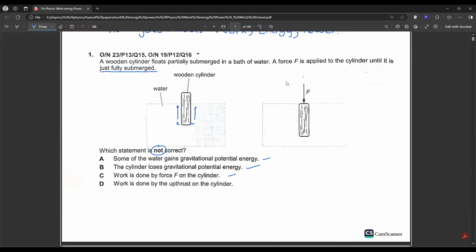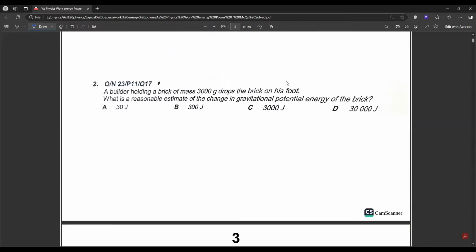Option D, work is done by upthrust on the cylinder. No, that's incorrect. Upthrust is just a force acting like this on the top side. This does no work on the cylinder. D is incorrect. Let's further move ahead.